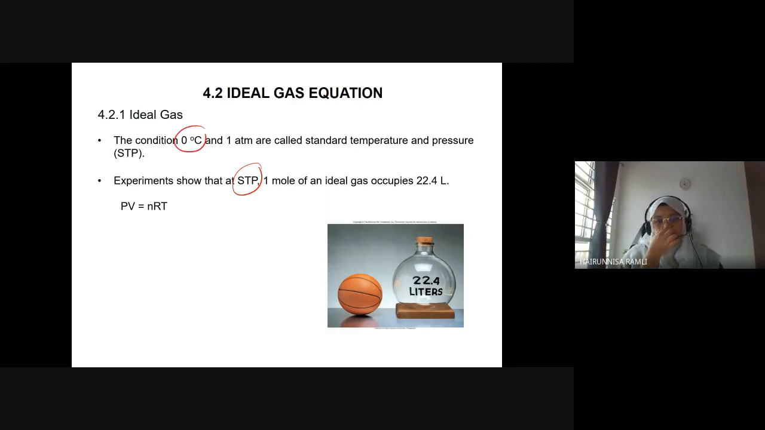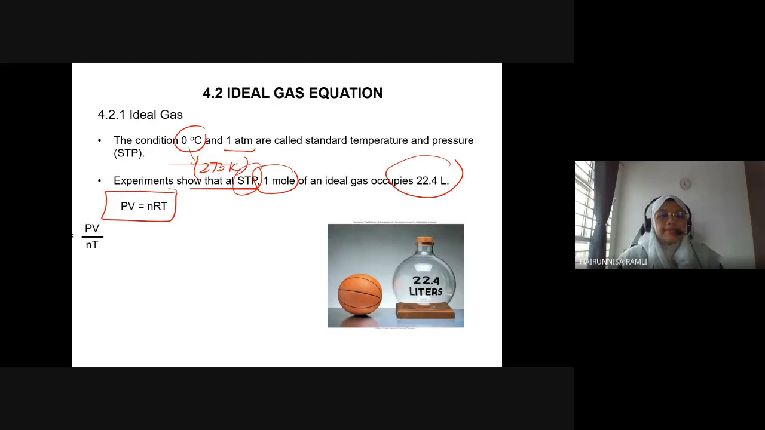So now bila kita make a conclusion, daripada 0 degree Celsius is actually 273 Kelvin kan, absolute temperature dia. And then atmosphere is 1 atm. Okay, and at STP we know that 1 mole of that gas occupied 22.4 liter. So based on this PV equals to nRT, okay, you boleh dapatkan sebenarnya apa value of R according to STP.